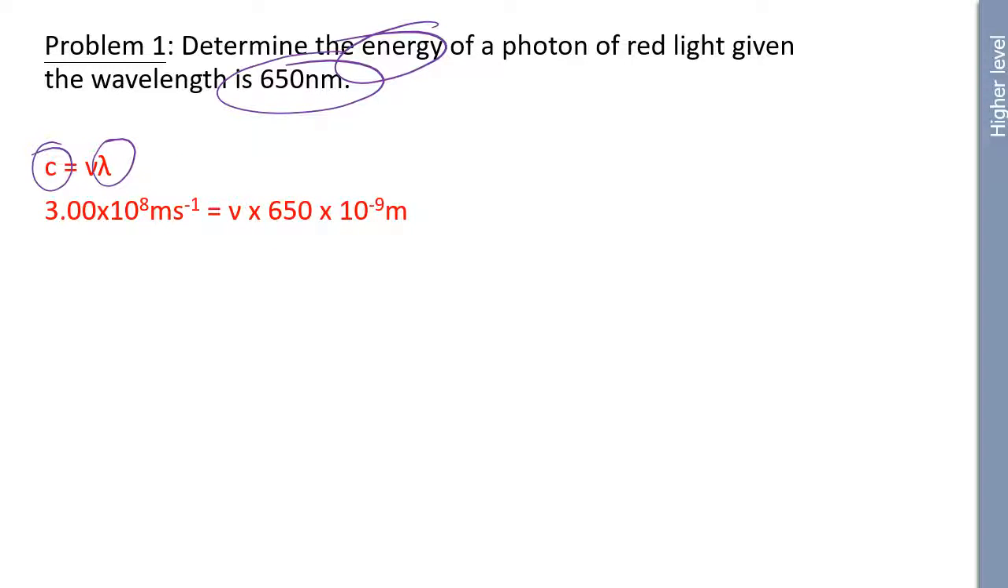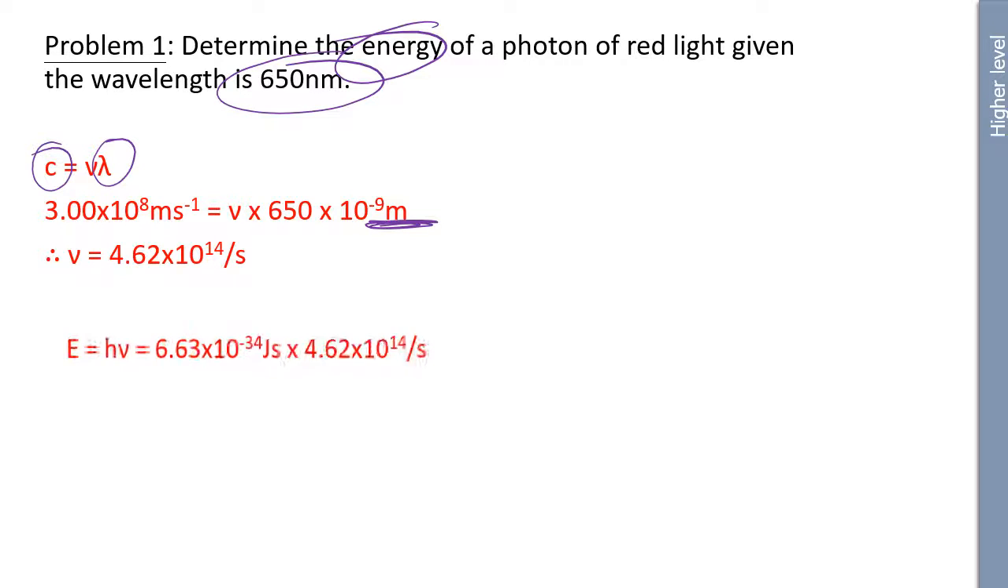So it's going to be 3 times 10 to the 8 meters per second equals nu times 650 times 10 to the negative 9 meters. Remembering, of course, that you're converting into meters from nanometers. So it's going to give you a nu of 4.62 times 10 to the 14 seconds to the minus 1. Okay, so then, since we've now found nu, we can use the second equation where energy equals Planck's constant times nu, this frequency.